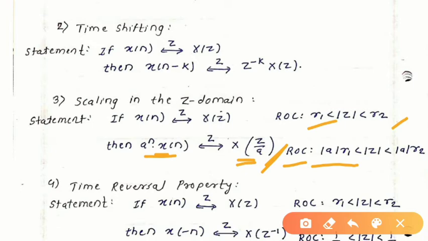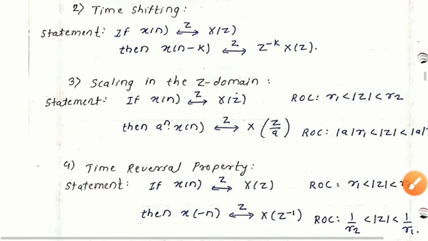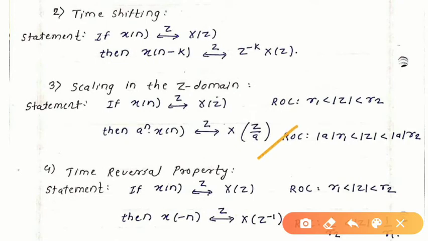Okay, so for the third property, which is scaling in the z domain, the Z transform will be x of z upon a, for the sequence a raised to n into x of n. If there is a question on scaling in the z domain, or you have to solve some examples on it, you have to remember this property and its Z transform, that is x of z upon a, and the sequence is what?